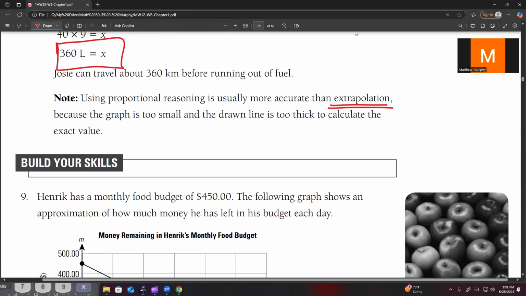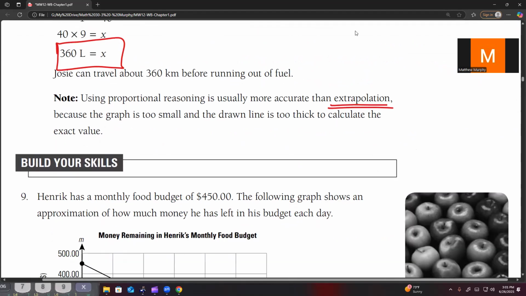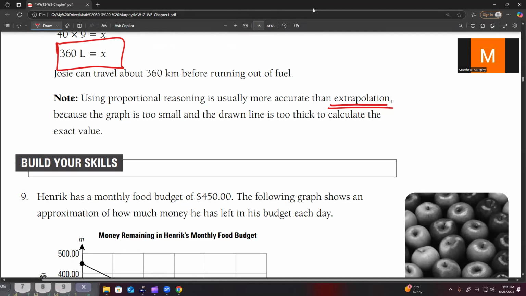And that is the end of lesson 3, working with negative slope. Part 2 will have the build your skills.